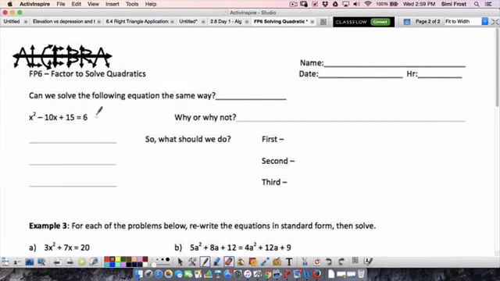Okay, so here we have a new problem. Can we solve the following equation the same way that we've been doing? Well, no, we can't. Not right away anyway. Why not? Because it doesn't equal 0. However, we can do some manipulation of the equation so that it does equal 0. All we really need to do is get this 6 over to that side.